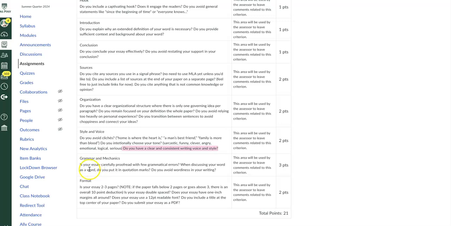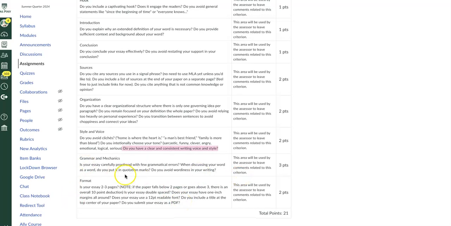When you're discussing your word as a word, so for example, the word friend, in that case, you would italicize or put it in quotes. Either one would work for me. And then try to avoid wordiness in your writing. Use as few words as possible to communicate your points.